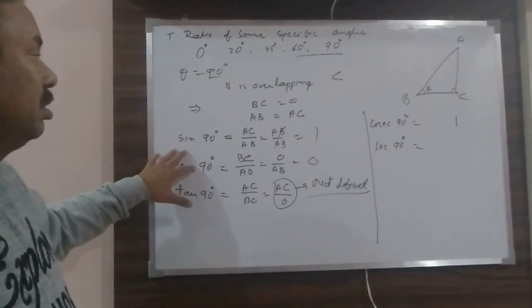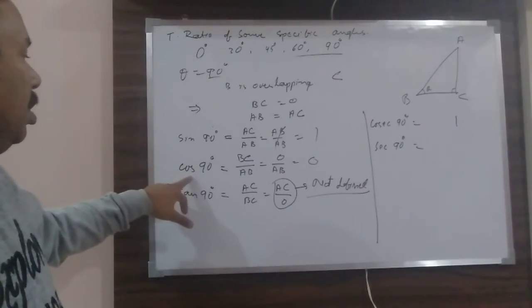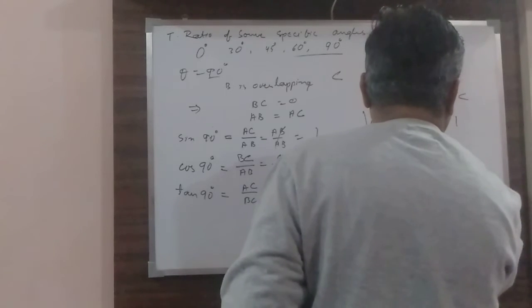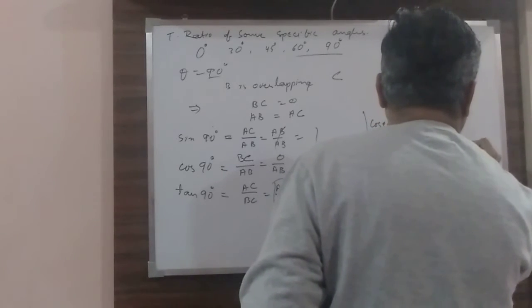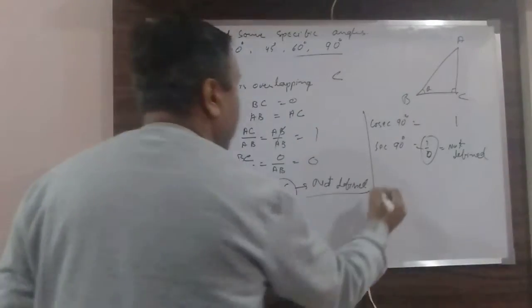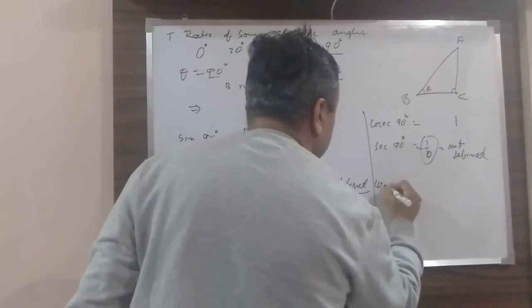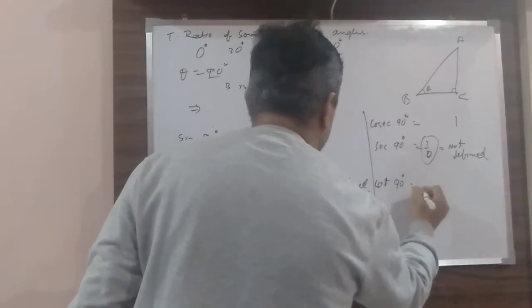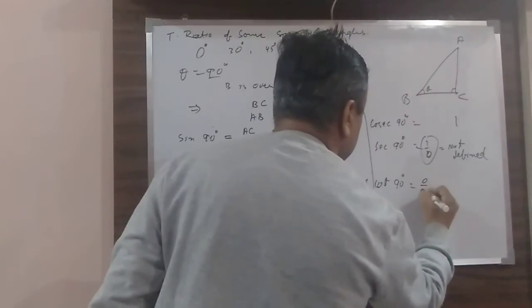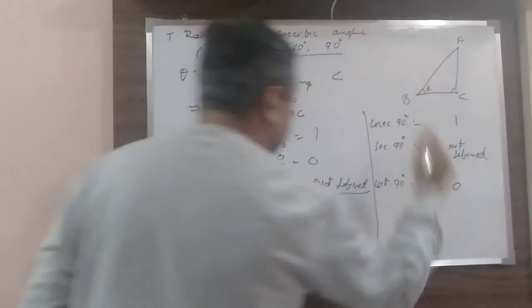Sec 90 degrees is what? It is the reciprocal of cos, so again 1 by 0, which is not defined. And cot 90 degrees, that is 0 by AC, so it will be 0.